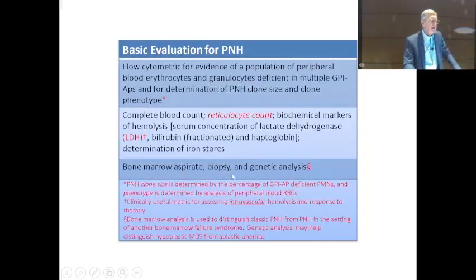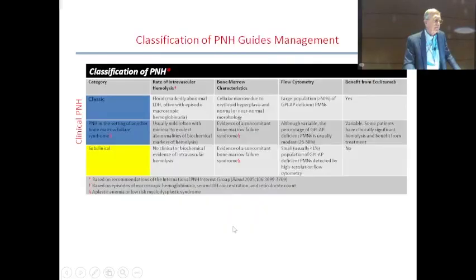Bone marrow aspirate and biopsy are important, as well as genetic analysis of the bone marrow cells, because these help us understand if there are processes ongoing in the marrow, such as aplastic anemia or myelodysplastic syndrome. And then once we have this information, we can classify the patients into 3 categories. The first 2 categories have clinical manifestations as a result of the size of the PNH clone, and the third one is subclinical.